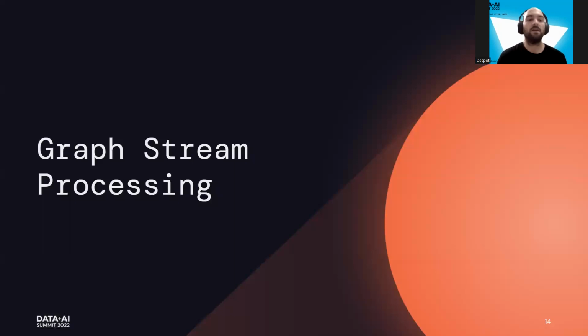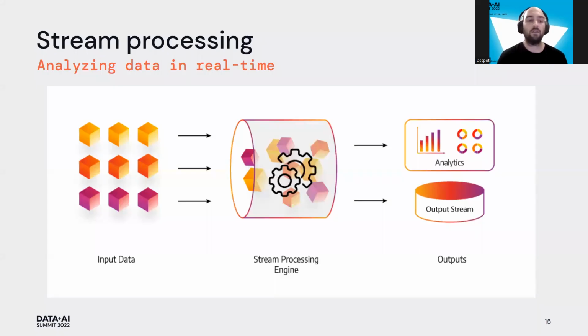Now, let's go to the topic of graph stream processing, now that we know what graphs are in general. Stream processing is a technique where input data is being sent to a stream processing engine, and some kind of graph traversals and graph algorithms are being run in real time on this data. Once the results of the traversals and algorithms come in, the input data could be enriched and stored somewhere else.